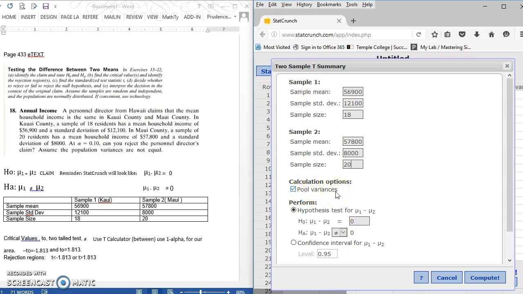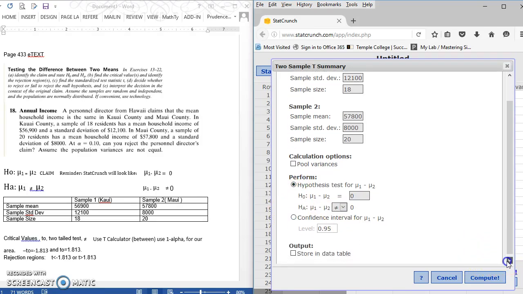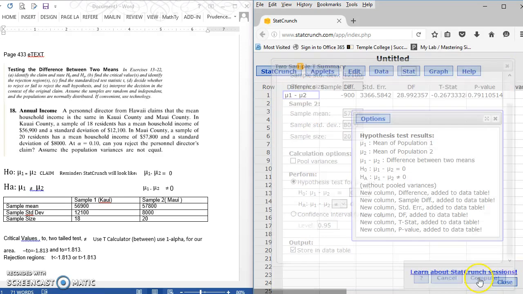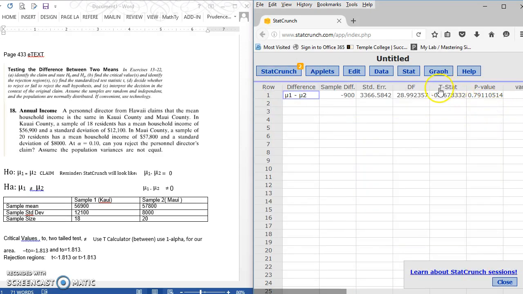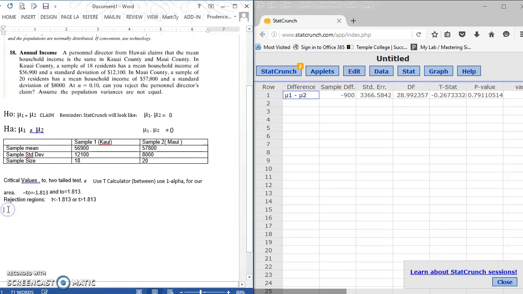Now, we have to decide if we have to pool our variances. It says, assume the population variances are not equal. So you uncheck that box. Be sure this box is blank because the population variances are not equal. Now, we are using H sub O as mu1 minus mu2 equals 0, so that's correct. And the symbol for H sub A is not equal. That's correct, so we're good there. And I'm just going to have it store the data in the output table. And so when you look at this, you see this t stat equal negative 0.267332. So that is your standardized test statistic.